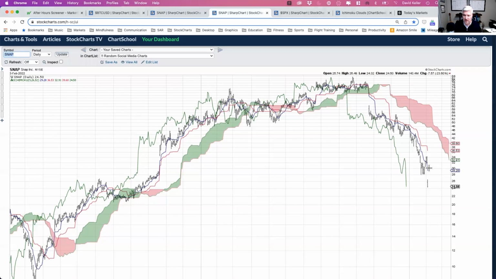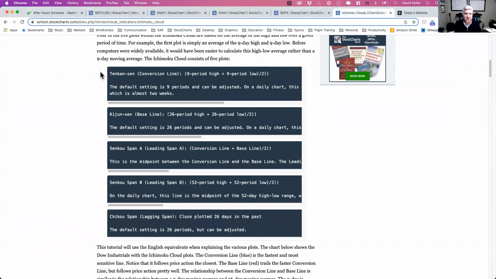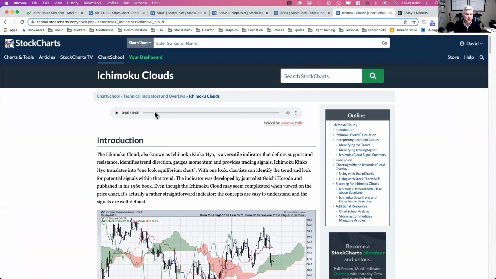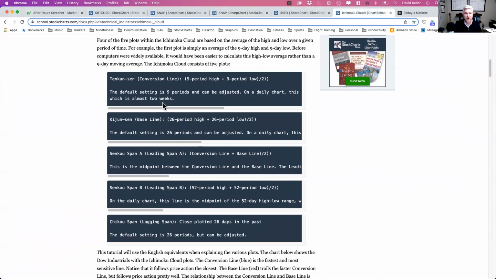You have these 2 lines, the red and the blue lines. The blue line is called the conversion line. The red line is called the baseline, and they're basically based on the ranges that the stock has been in over a period of time. On StockCharts, there's a free section of the website called Chart School, and if you search for Ichimoku clouds, you can get to this article, and it explains these 5 lines. The conversion line is the midpoint of the range of the last 9 days, about 2 weeks. The baseline is the midpoint of the last 26 days, the high and the low over the last 26 days, right in the middle. That's where the baseline will be at any moment.